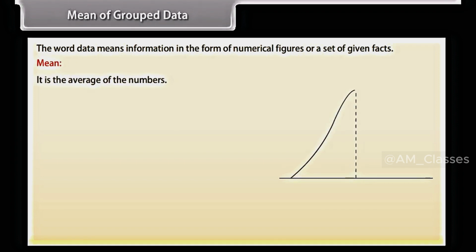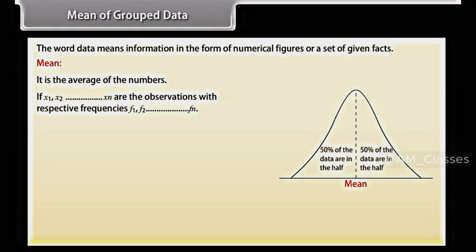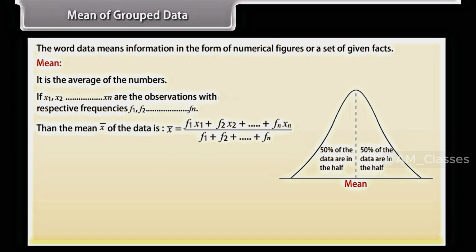Mean of grouped data. The word data means information in the form of numerical figures or a set of given facts. Mean. It is the average of the numbers. If x1, x2, and so on till xn are the observations with respective frequencies f1, f2, and so on till fn, then the mean x bar of the data is x bar equals (f1 x1 plus f2 x2 plus so on till plus fn xn) divided by (f1 plus f2 plus so on till plus fn).